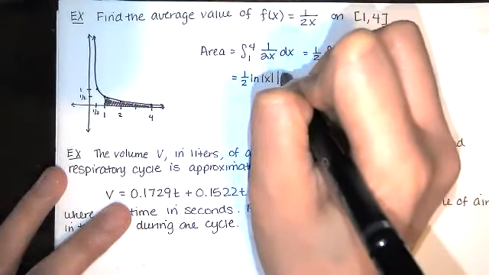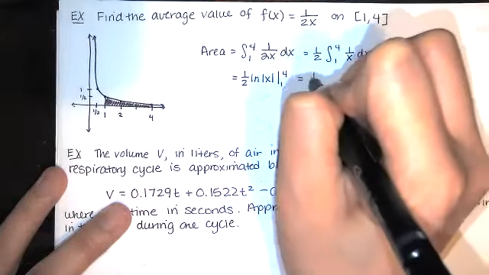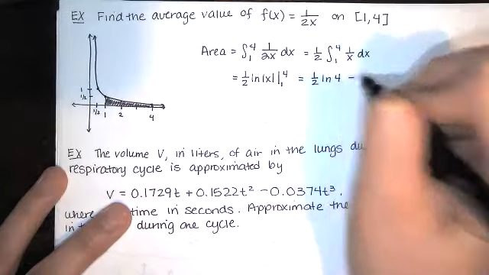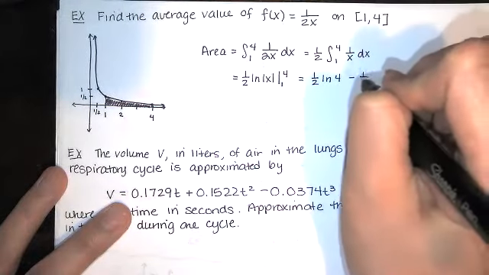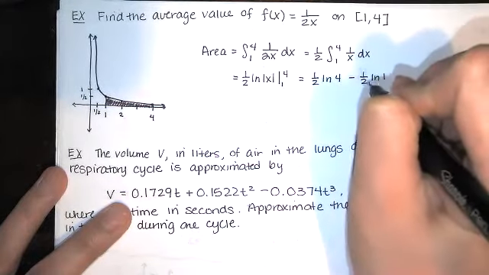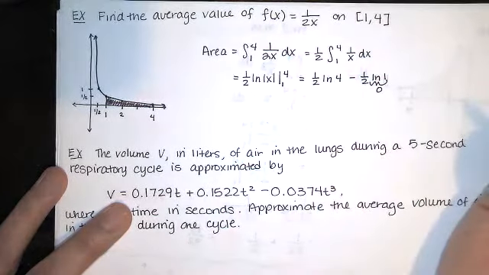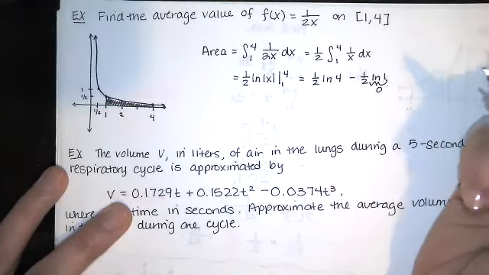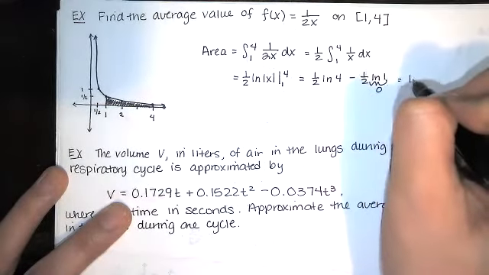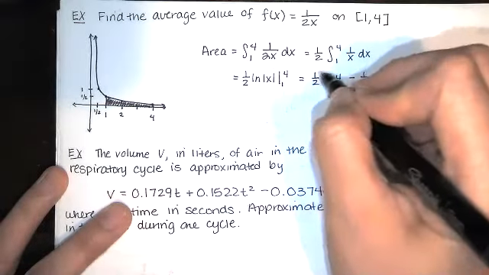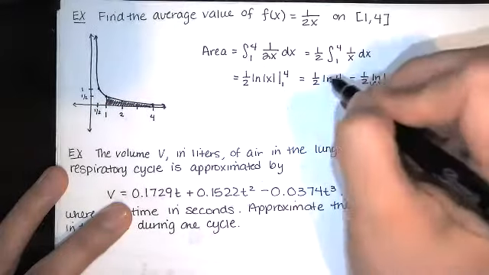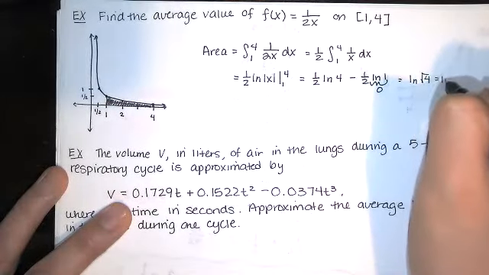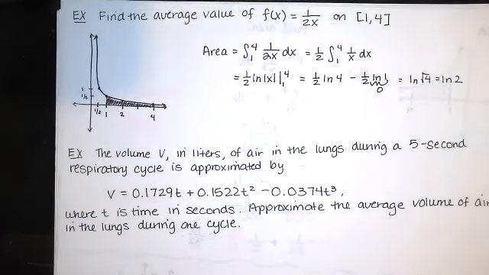Then we substitute in 1 and 4 and subtract. So we get natural log of 4, or 1/2 natural log of 4, minus 1/2 natural log of 1. Natural log of 1 is 0, so we can just call this 1/2 natural log of 4. If you want, you could rewrite it. You could bring that 1/2 inside and make it a power. So that's 4 to the 1/2 power, the square root of 4, or natural log of 2. So that's the area.